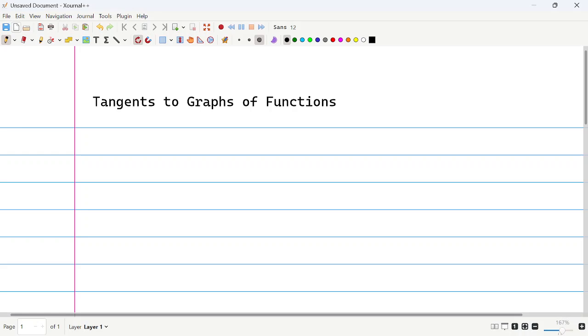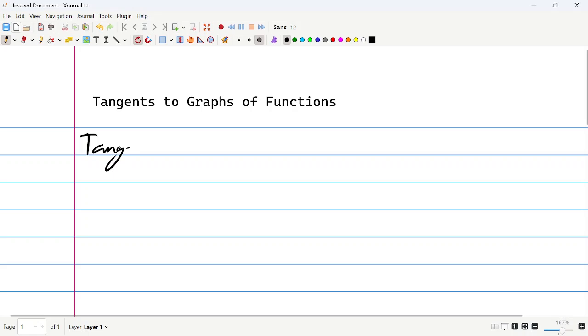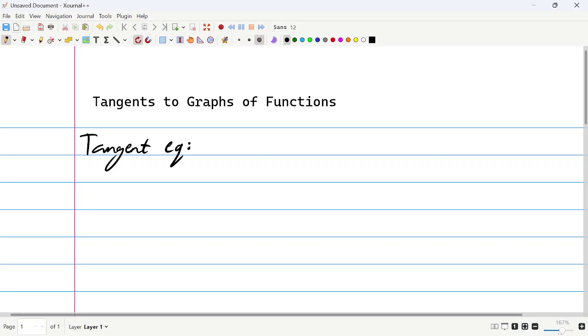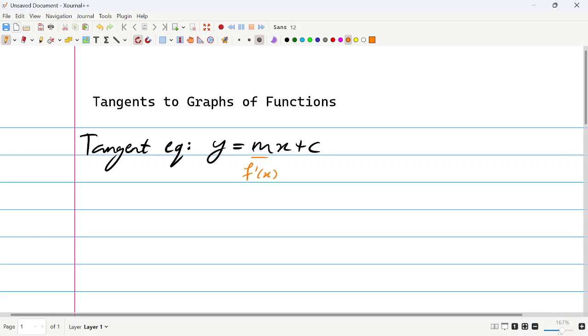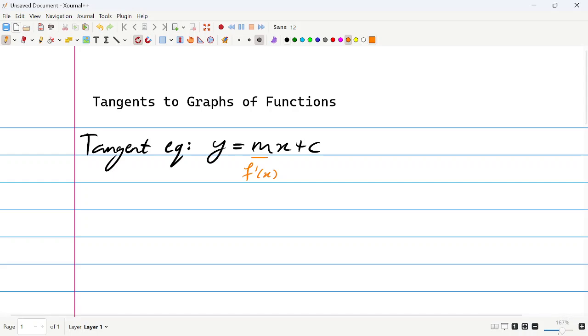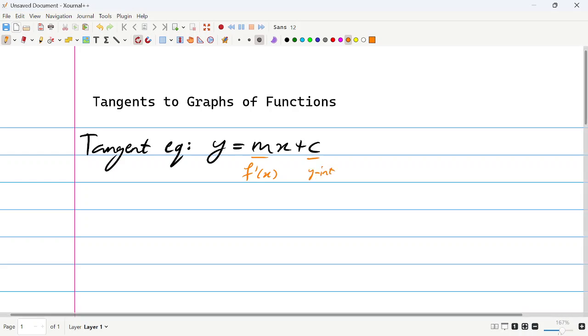The straight line equation, which I'll just give you, so the tangent equation, I'm going to write down here. The tangent equation is going to be y is equal to mx plus c. Now notice that the m, remember, resembles the first derivative of the function according to our first principles that we've dealt with already, and the c represents just the y-intercept of that straight line function, of that tangent.